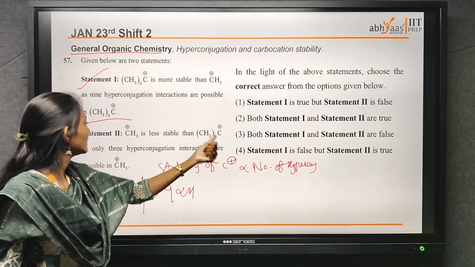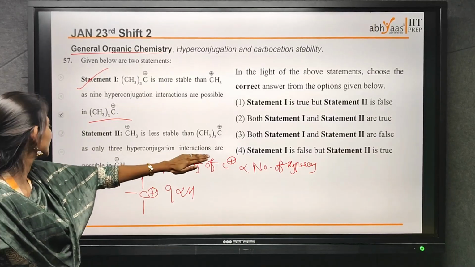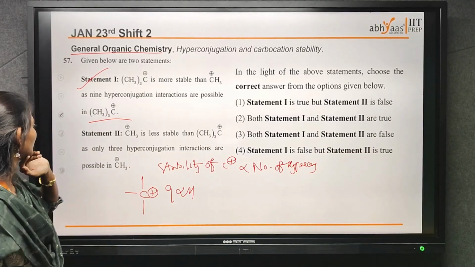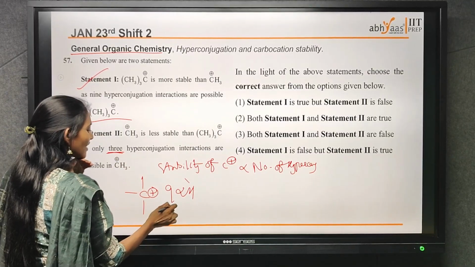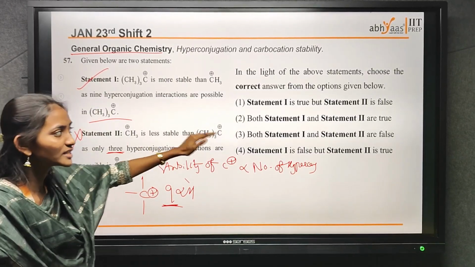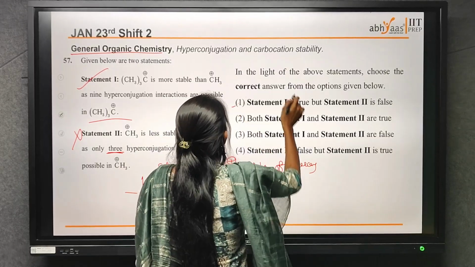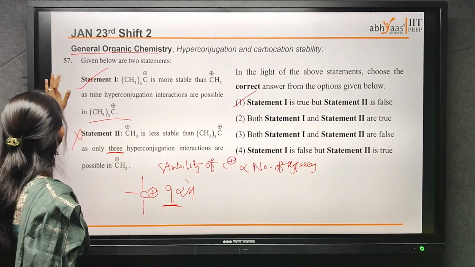CH3 is less stable than tertiary, and 3 hyperconjugation interactions are possible in methyl. Obviously not, because here you have only 3, but in this case we have 9. Hence the option will be statement 1 is true and statement 2 is false. Moving on to the next question.